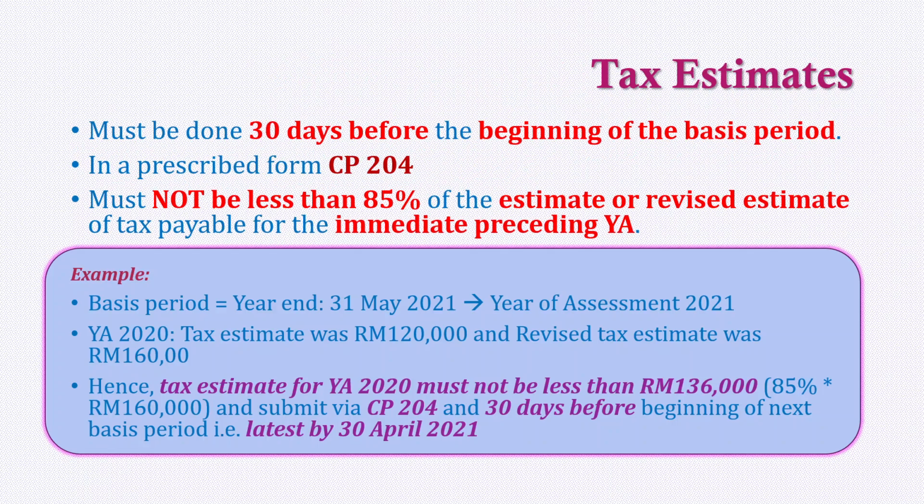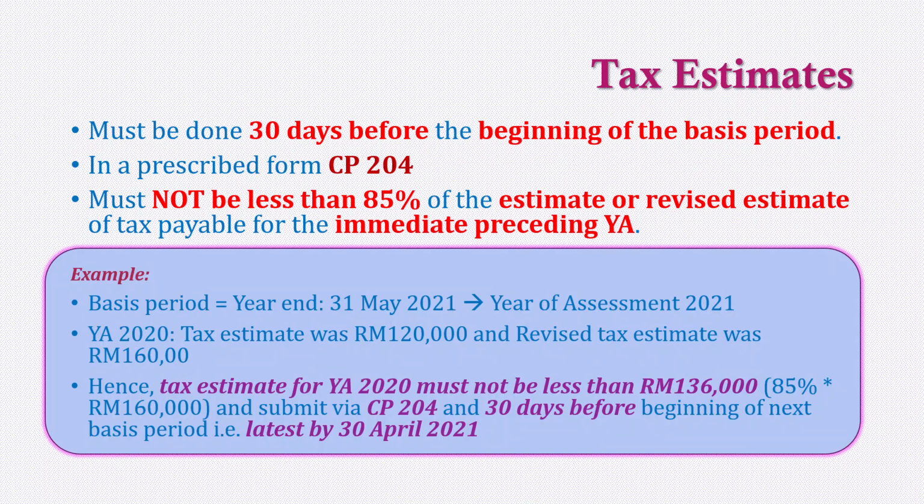Okay, under the tax estimate, this is the first step. The first step is to estimate the tax. So the tax estimate must be done 30 days before the beginning of the basis period. And once you have done the estimation, form CP 204 must be filled up, and the estimate must not be less than 85% of the estimate or revised estimate of the immediate preceding year of assessment.